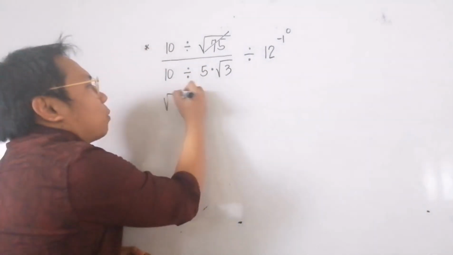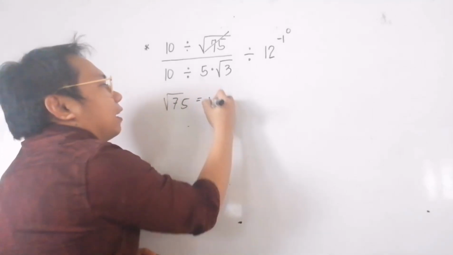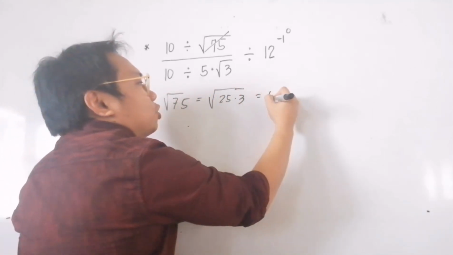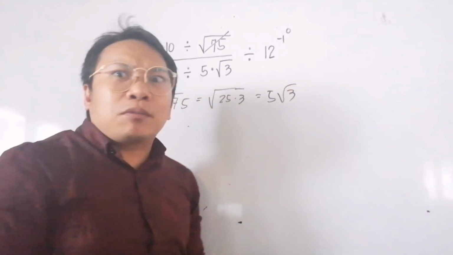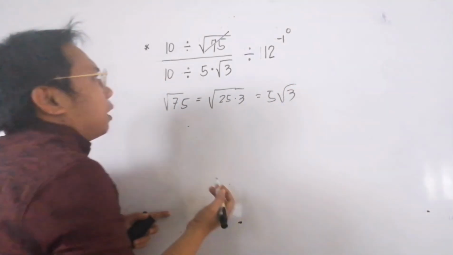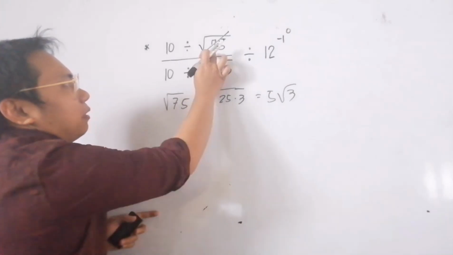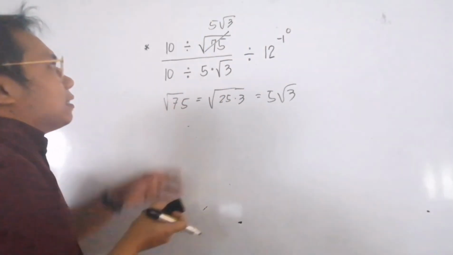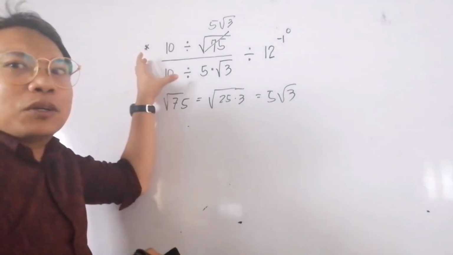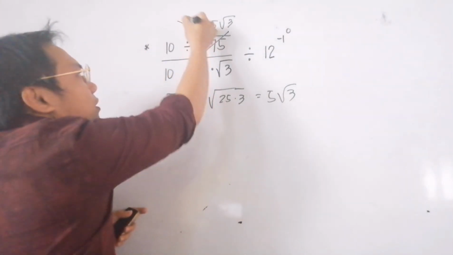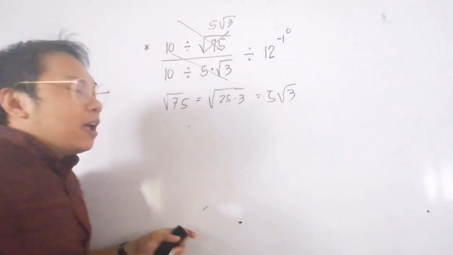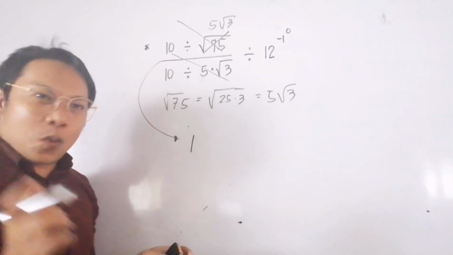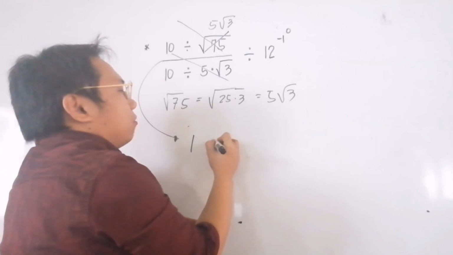Take note that square root of 75 can be written as square root of 25 times 3, which is just simply 5 square root of 3. So if you can observe, square root of 75 can be written as 5 square root of 3. So you have now the same numerator and denominator. So we will just simply cancel this one out and this will give you 1. Oh, diba? So you have now 12.